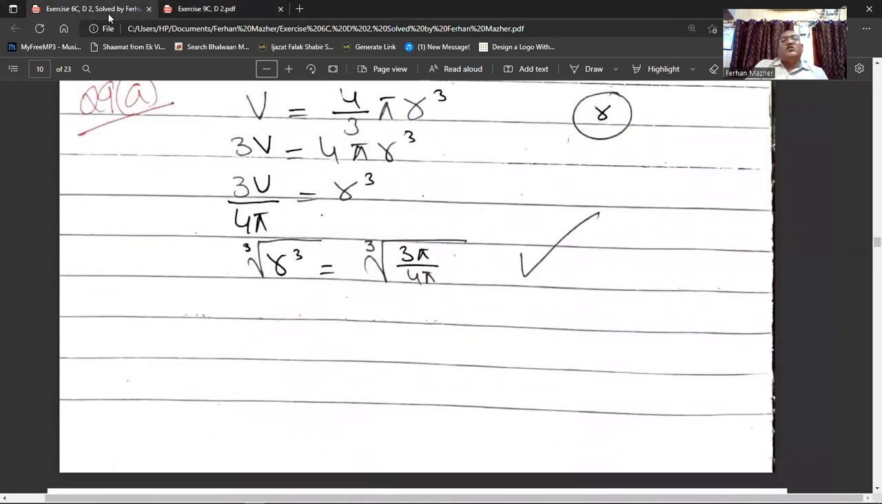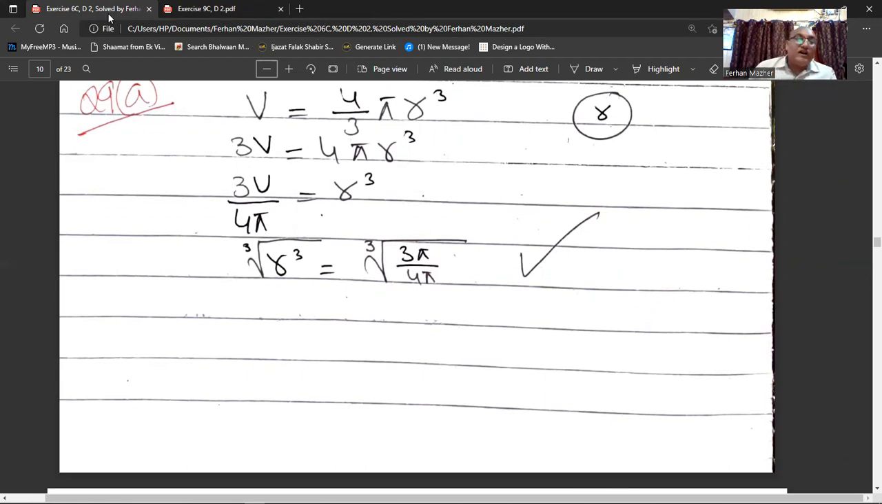Okay, so we have V equals 4/3 pi r cubed. I want r to be the subject of the formula. So that 3 is dividing there, it will go to the other side, it will multiply. So 3V equals 4 pi r cubed. So 3V divided by 4 pi equals r cubed.